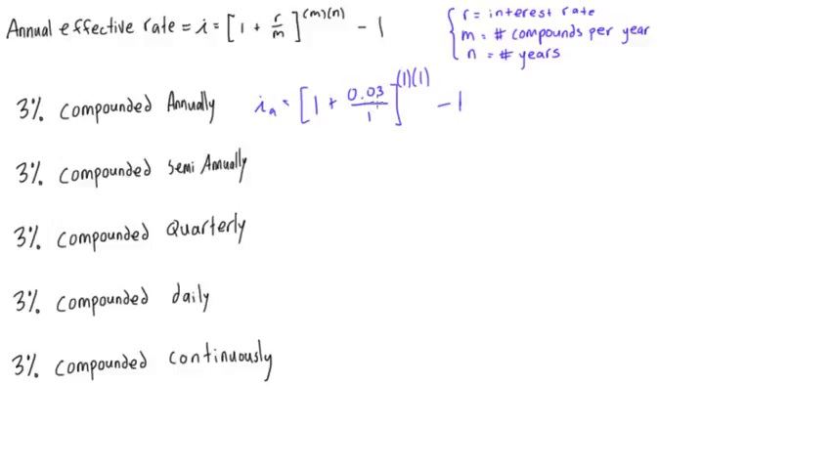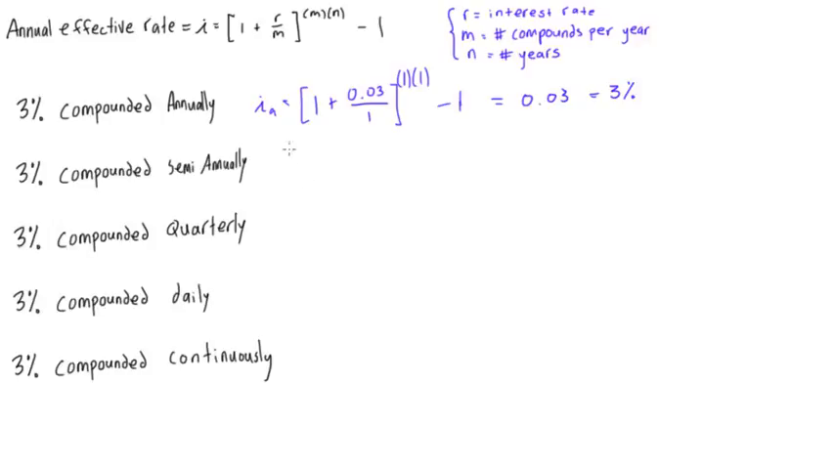And if you just go ahead and do this in your calculator, you're going to find out that, big surprise, IA is going to equal 0.03, which equals 3%. So 3% compounded annually is equivalent to 3% compounded annually. I hope I haven't lost anyone there. No surprises here, so we're going to move on to the next one.